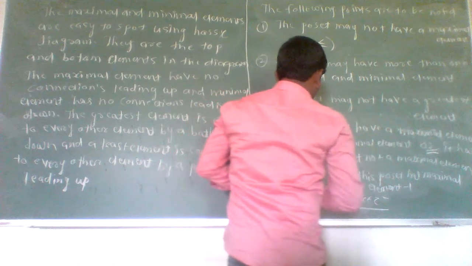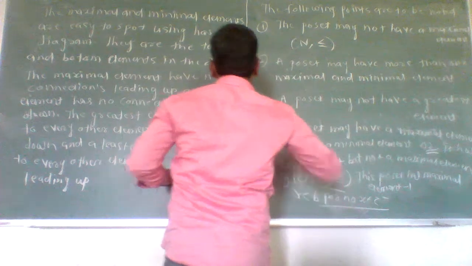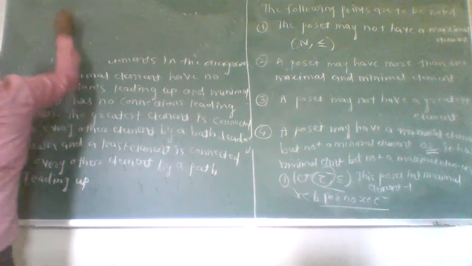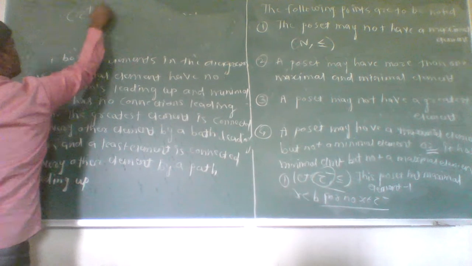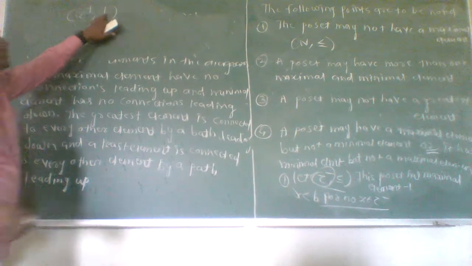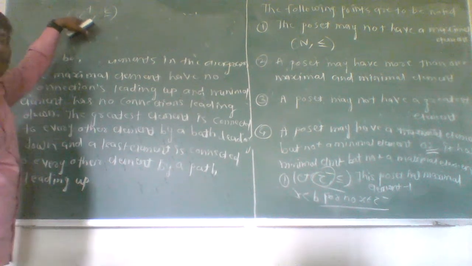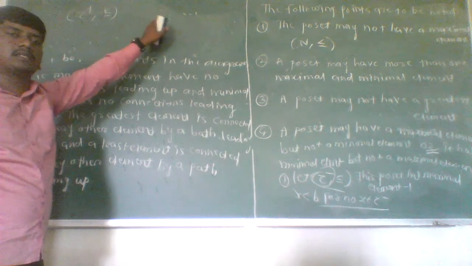But the poset Z plus with the less-than-or-equal relation has a minimal element 1, but it has no maximal element.